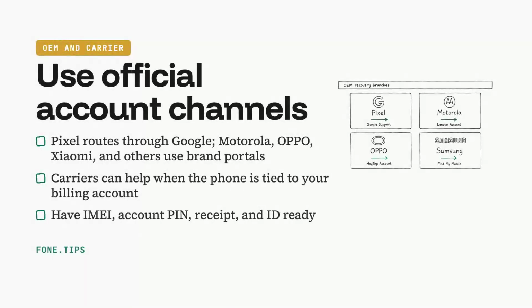When account recovery is not enough, use official channels. Pixel routes through Google, Motorola, Oppo, Xiaomi, and other brands have their own account or support portals. If the phone came from a carrier installment plan, the carrier can verify your billing account and help escalate ownership to the manufacturer.